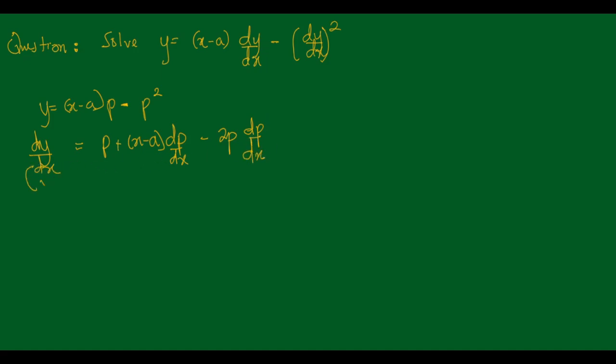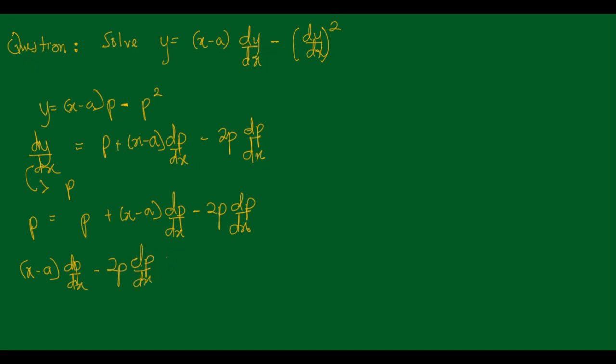So we know that dy dx is equal to p. So we can write the equation to be p is equal to p plus x minus a dp dx minus 2p dp dx. So we can now eliminate p from the new equation that we've gotten. So we now have x minus a dp dx minus 2p dp dx is equal to 0.